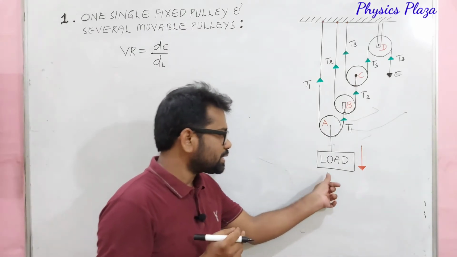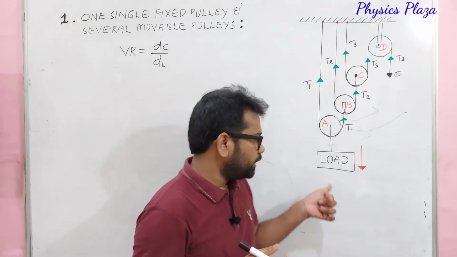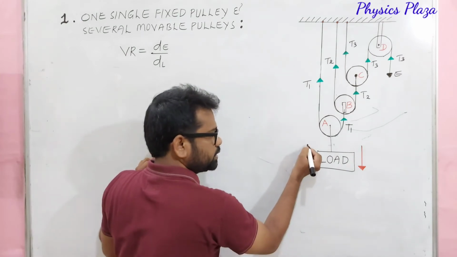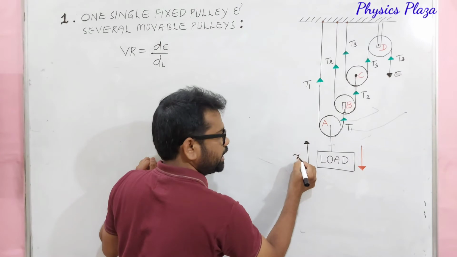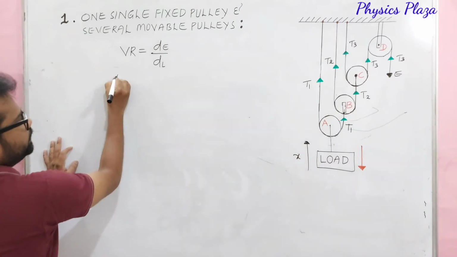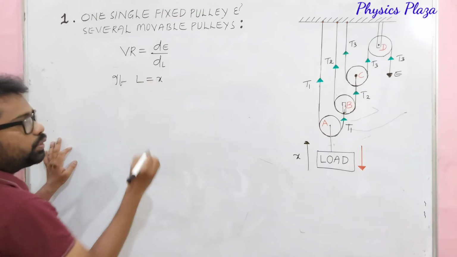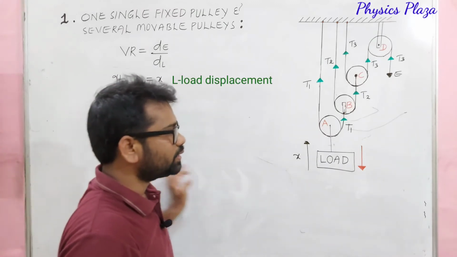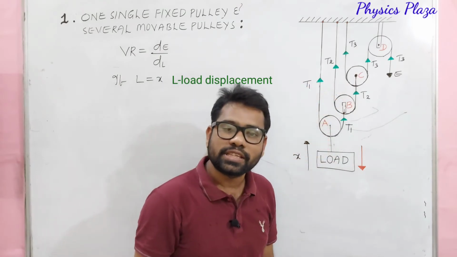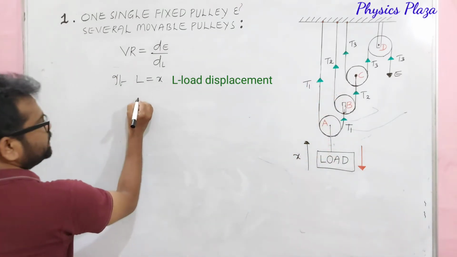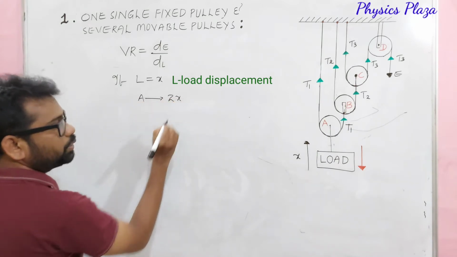In the previous session also we discussed, in the case of a single movable pulley, if the load is raised by, suppose, x displacement, so here L is equal to x, then what will happen here? This pulley A is raised by 2x. Let us say pulley A is raised by 2x, that is double.